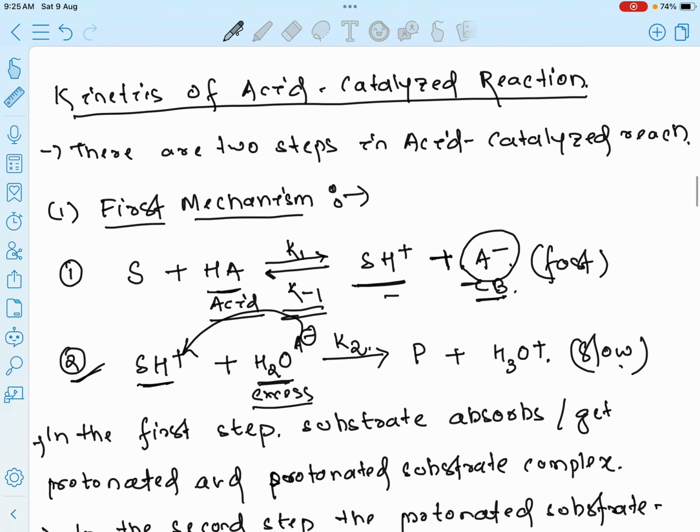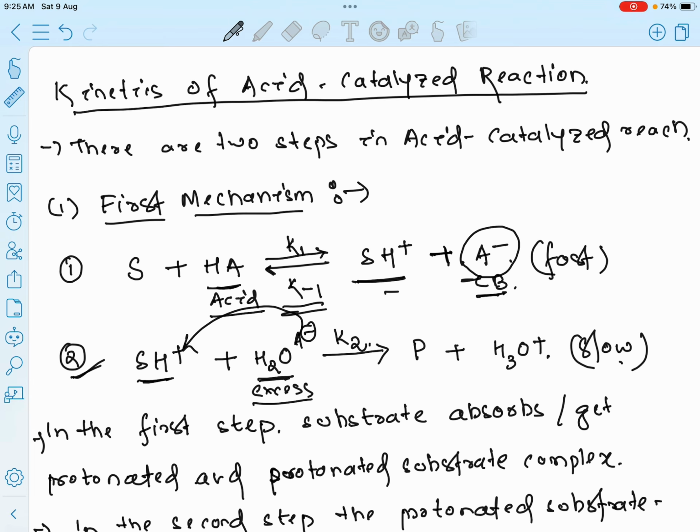In a similar way, if a base is used instead of an acid, those will be base catalyzed reactions, and similar kinetics can be observed. If the rate is directly proportional to the concentration of hydroxide ion, that is said to be a specific base catalysis reaction. And if it depends upon the conjugate base, then it is said to be a general base catalysis reaction, and similar kinetics can be achieved in that case.